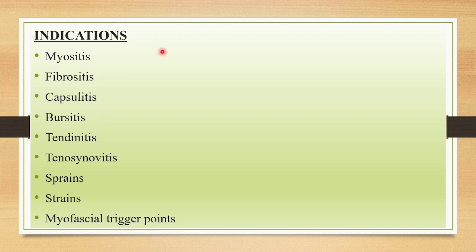So coming to the indications, the first includes myositis, that is inflammation of your muscles, fibrositis, capsulitis, bursitis, tendinitis, and tenosynovitis. That means all your inflammatory conditions can be treated by ultrasound, both your acute conditions as well as your chronic cases. And sprains, strains, and myofascial trigger points.